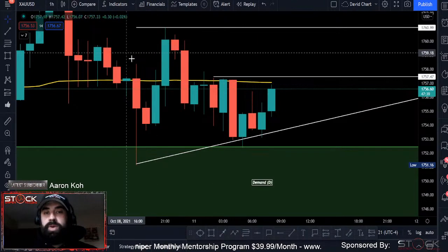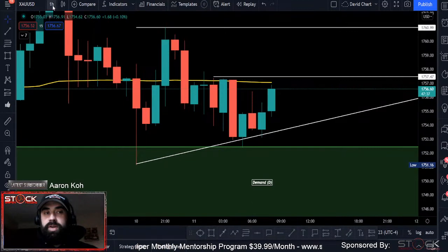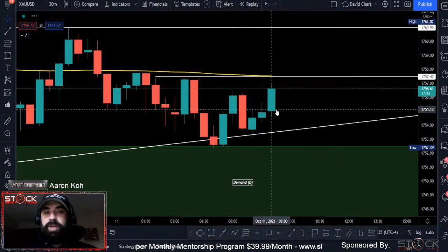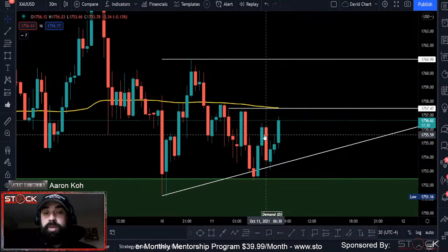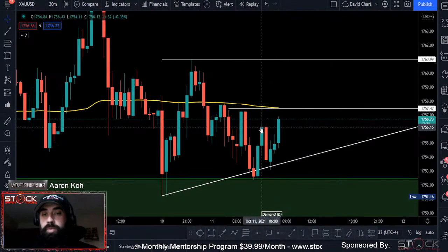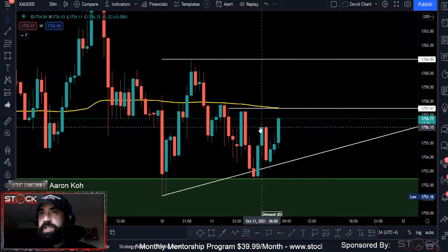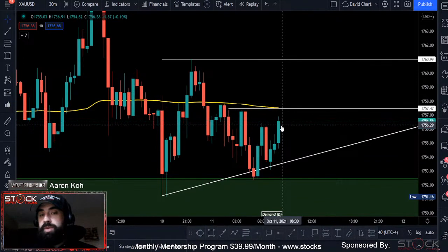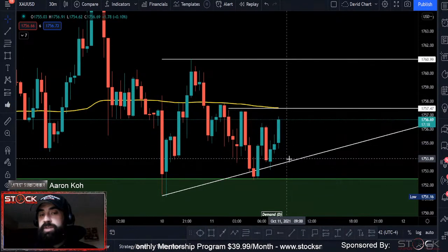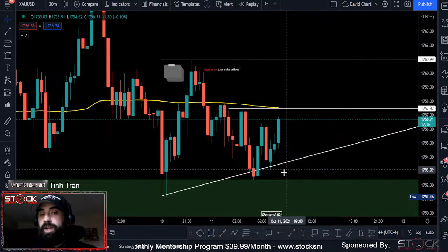Okay, so from the hourly, I'm going to drop it now down to the 30-minute. As you can see, there's a nice double bottom potentially forming here. It broke through the neckline at 1756.15. And then like I said, you can see they might get a little push, a little top wick, maybe fall back down and then retest the 4 hour daily demand zone.